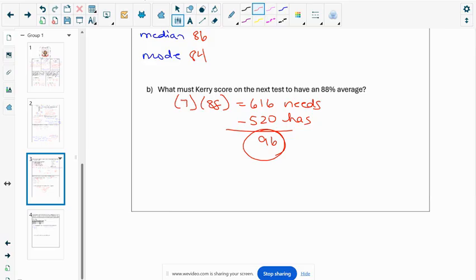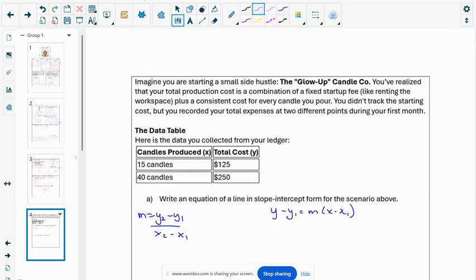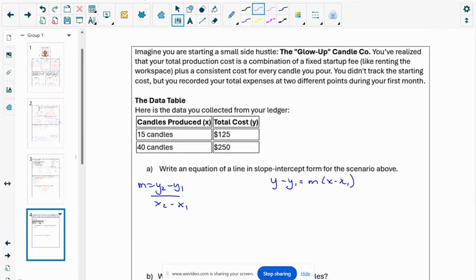Okay, and the last question is, imagine you're starting a small side hustle, the Glow Up Candle Company. You've realized that your total production cost is a combination of a fixed startup fee, like running the workplace, plus a consistent cost for each candle you pour. You didn't track the starting cost, but you recorded your total expenses at 2 different points during your first month.